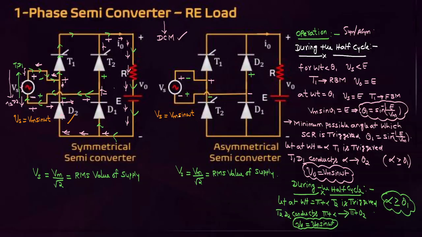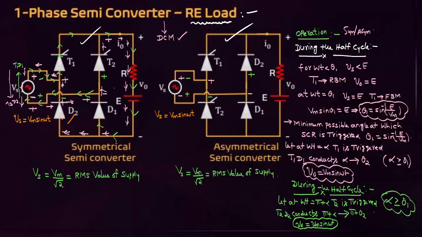Next, one more configuration of single phase semi-converter, that is using RE load, that you have to concentrate on. This is the single phase symmetrical semi-converter using RE load. This is the single phase asymmetrical semi-converter. How to identify? Using the configuration. If one leg is completely thyristors and one leg is completely diodes, it is asymmetrical. If each leg is a combination of thyristor and diode, then it is symmetrical.